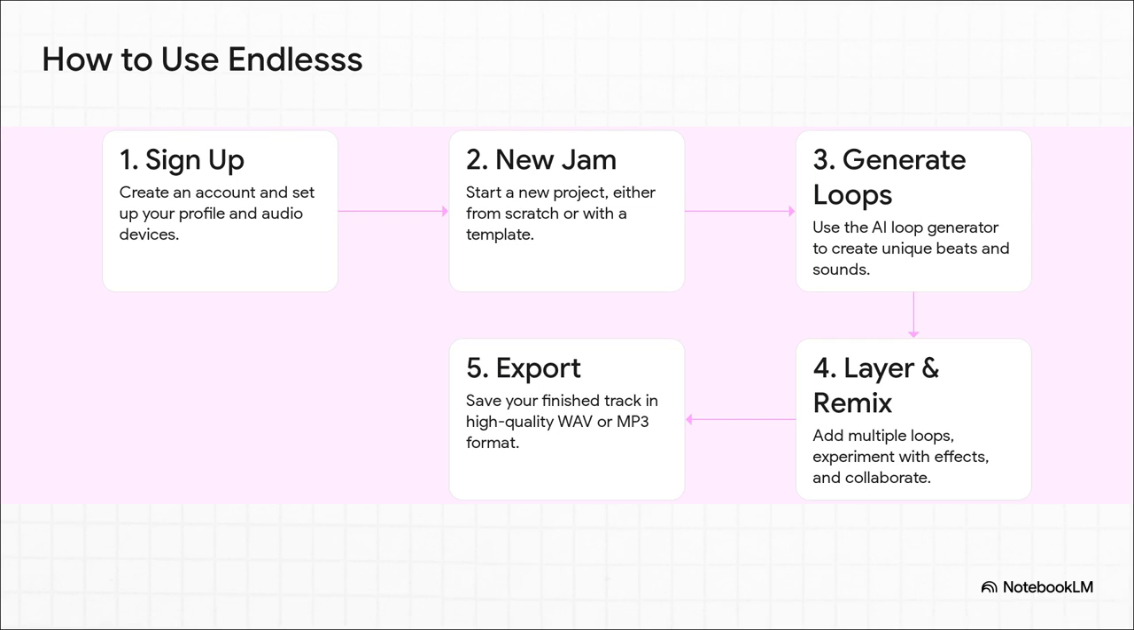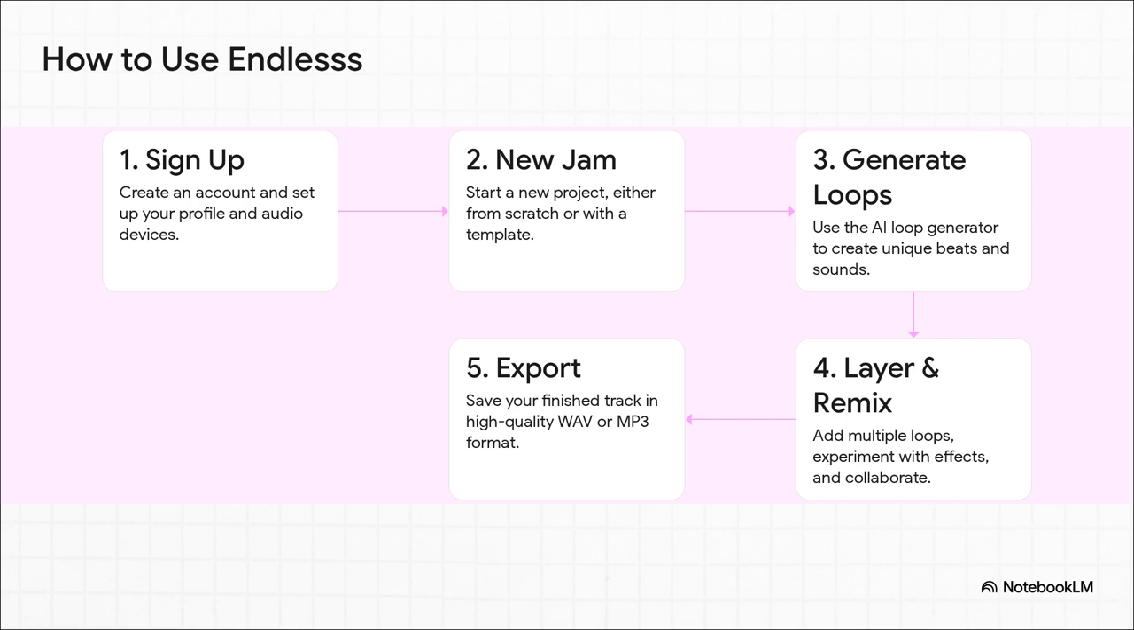First, you sign up. Easy enough. Then you start a new jam. Think of it like your project's blank canvas. And now for the fun part. You just talk to the AI. You tell it what you want. Something like, give me a 120 BPM house beat in C minor. And bam, it just spits out unique loops for you.